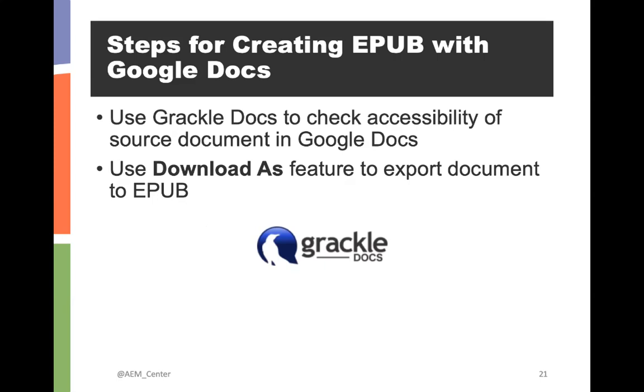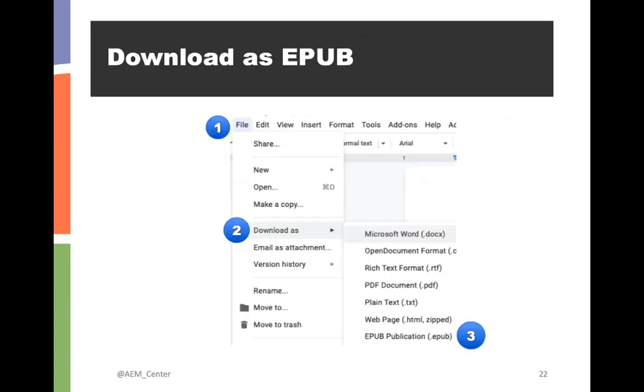And in the chat, Leslie just included a link to one of the tools that you can use to do that, which is Grackle Docs. This is a checker for the G Suite, for Google Suite. It allows you to check the accessibility of that source document. And then you have an option to download that source document as an EPUB file. So on the next screen, I have a visual of that, and it's really just 3 simple steps.